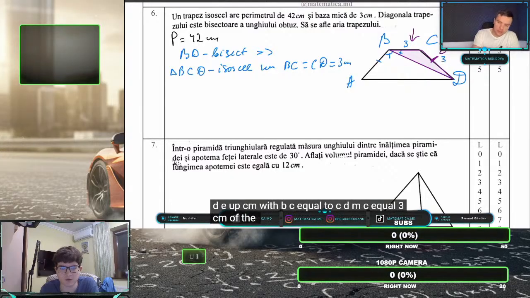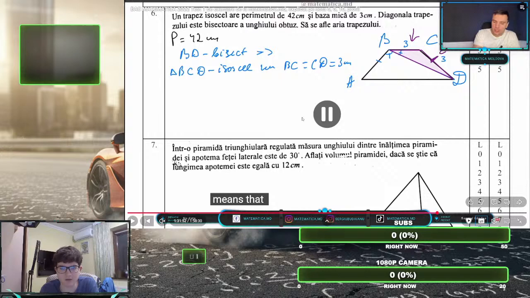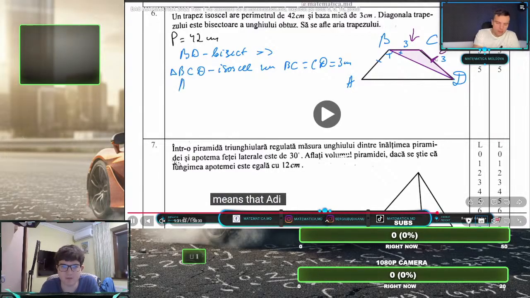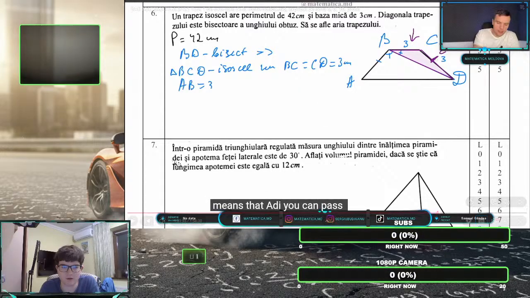So now what? BD, that's the diagonal. He says that this one is equal to that one, because BCD is with such layers, so that's why. So that is why.